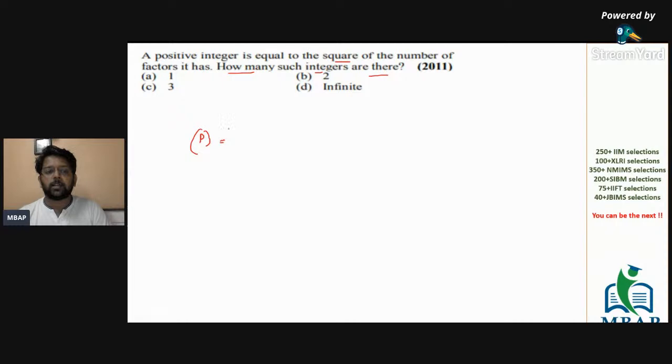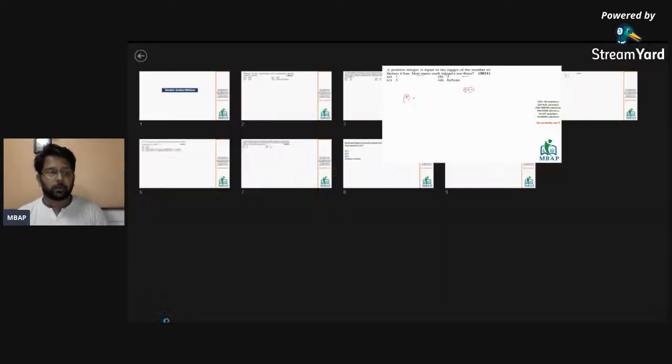Anyone who thinks can get an answer? This is a very straightforward question. I'm sure this is one of those questions that we have actually solved, not the exact question, but on the same lines that we have solved in standard 9th and 10th also. Anyone who can tell me what the answer could be? A positive number P is equal to the square of the number of factors that we have got.